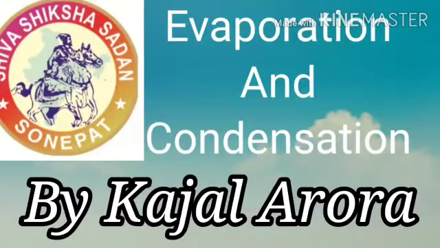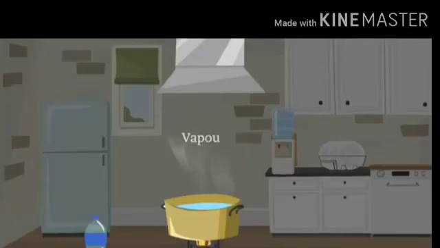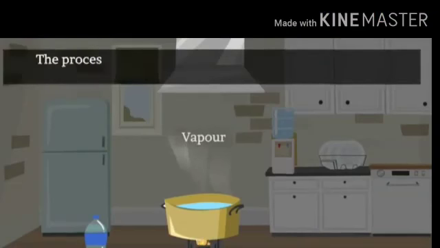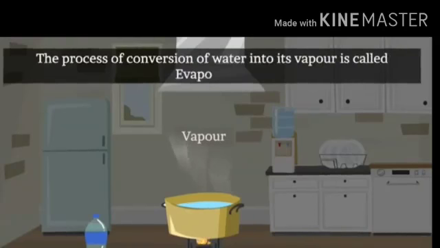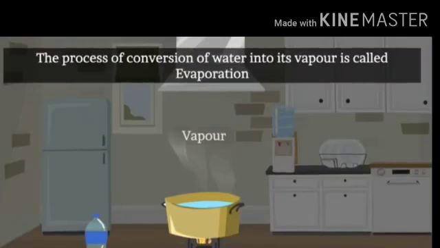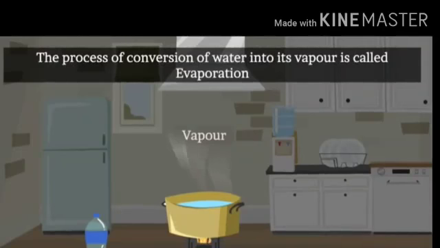Hello dear viewers. In this video we will learn a new technique of separating the mixture component, that is evaporation and condensation. Evaporation is a process of converting water into its vapor below its boiling point or at any temperature. This process is used to separate the mixture of salt and water.